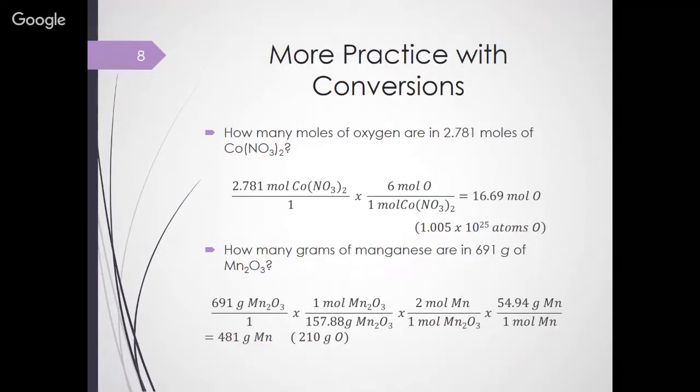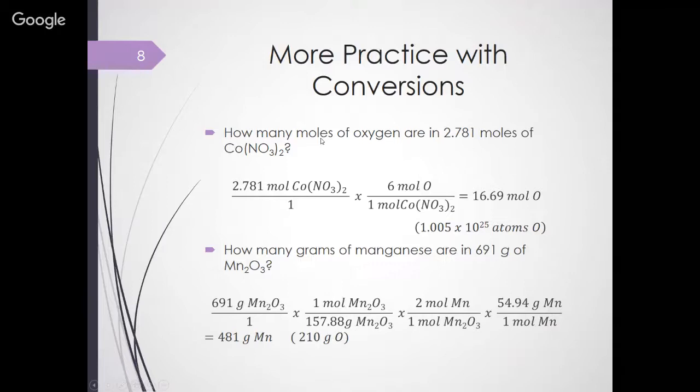How about when we want to look at a component, an atom that is making up an overall compound, to figure out how many atoms do we have overall, or how many moles do we have overall of a particular element in a compound? So now we look at how many moles of oxygen are in 2.781 moles of cobalt-2 nitrate. Here's my given information. Here's what I want to find. Moles of oxygen. I'm converting from moles to moles.